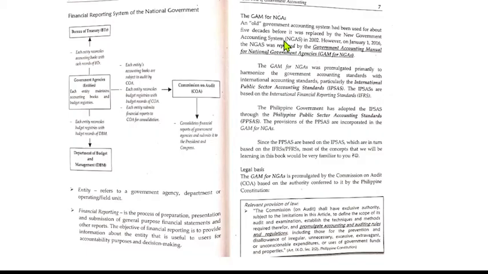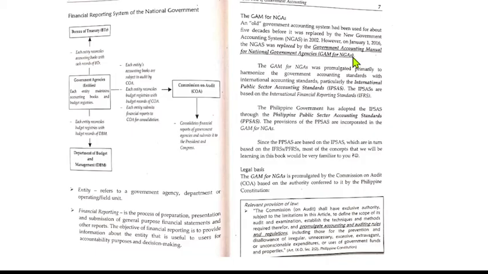So may maraming nalilito dito. Baka mamaya, on the choices in the board exam, ay ang maisagot mo is the new government accounting system kasi iniisip mo ito yung bago. It is in 2002. However, noong January 1, 2016, yung NGAS, yung new government accounting system ay ni-replace na naman na ang tinawag na ngayon is the Government Accounting Manual for National Government Agencies or GAM for NGAS and GAS. Yung S ay small letter kasi nga yun yung plural form lang ng agency.